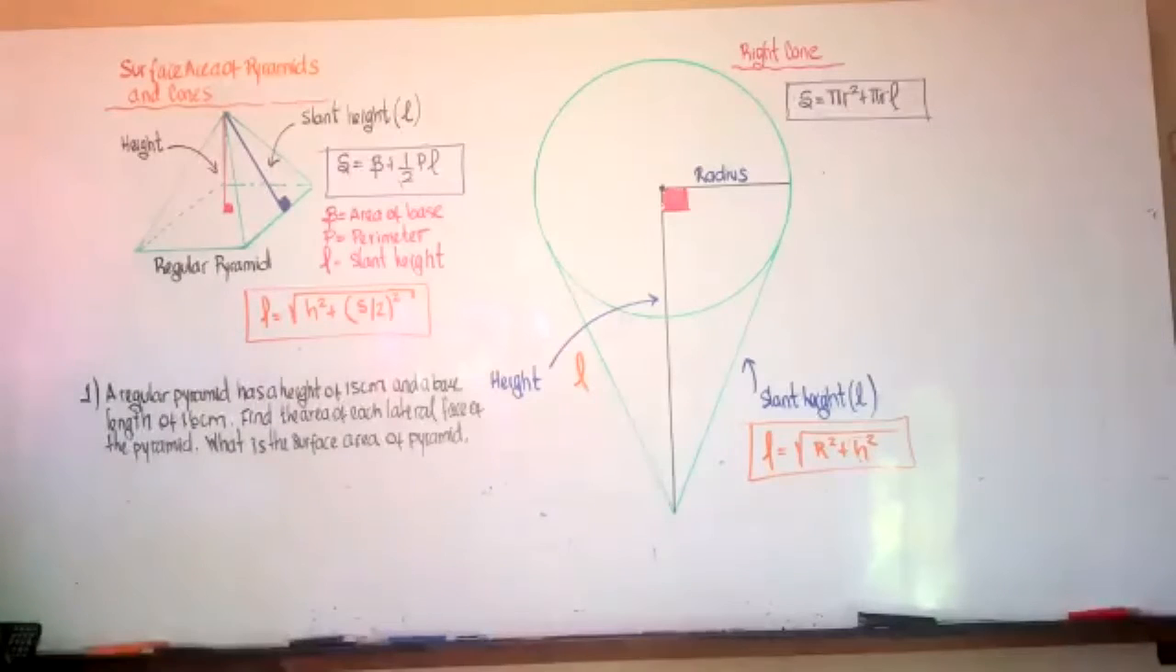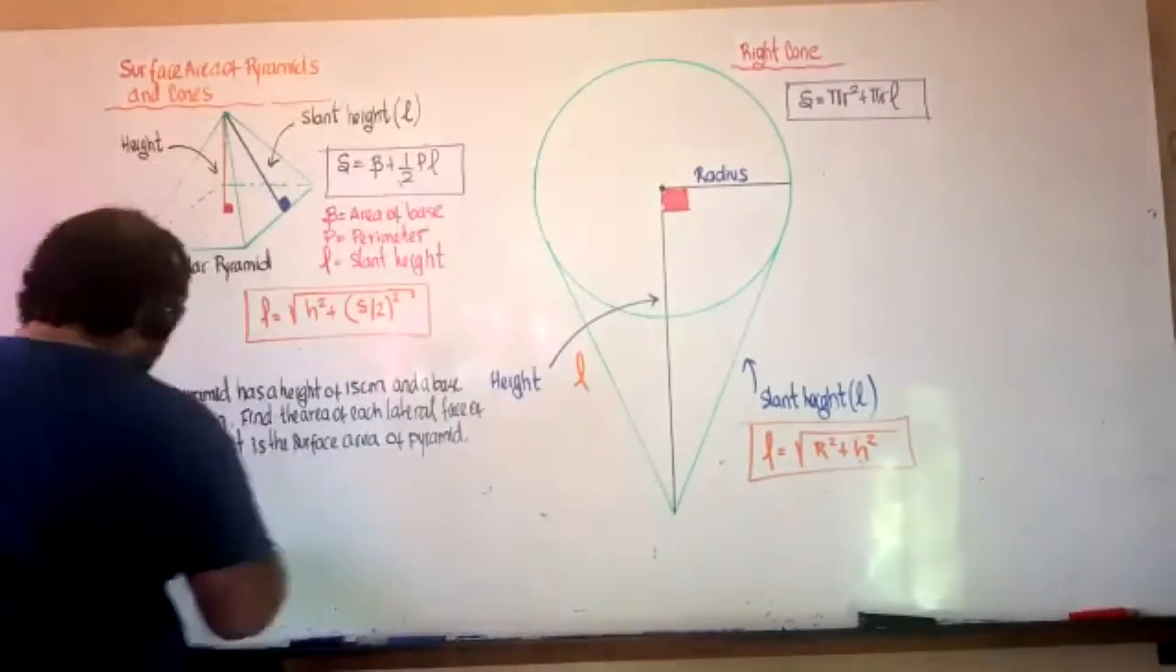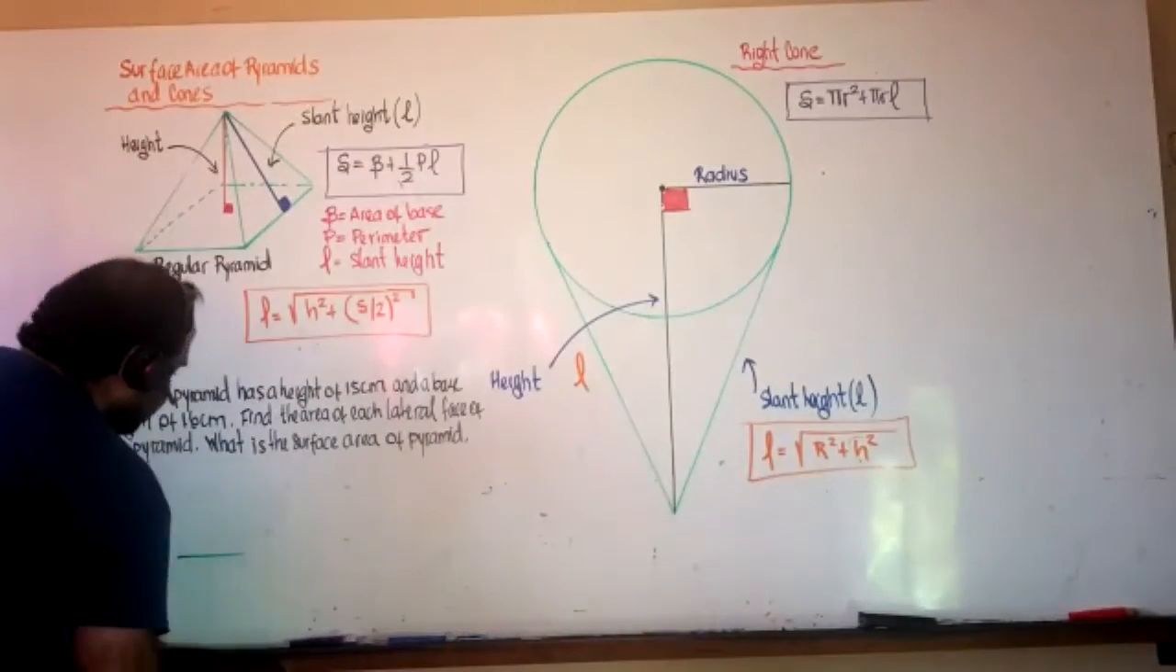Okay. In this situation, as soon as you read the problem, we're supposed to have a regular pyramid with a height of 15 centimeters and a base length of 16 centimeters. What does that mean? That means the pyramid has a square base, because all of the edges of the base are 16 centimeters. We're supposed to find the lateral area and at the same time the surface area. The first thing that we must do is draw a picture of the pyramid.